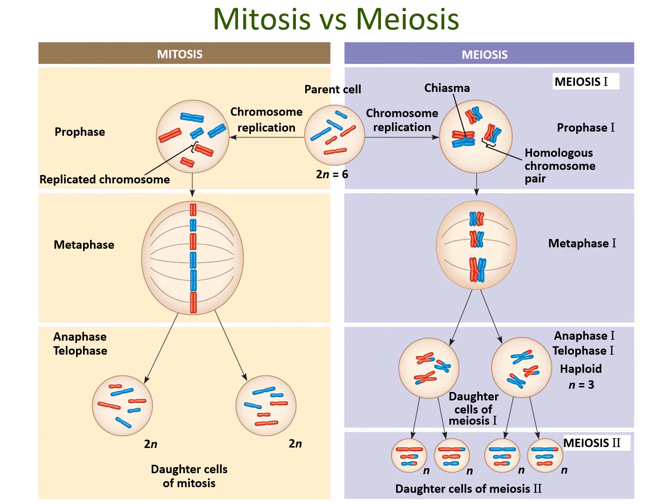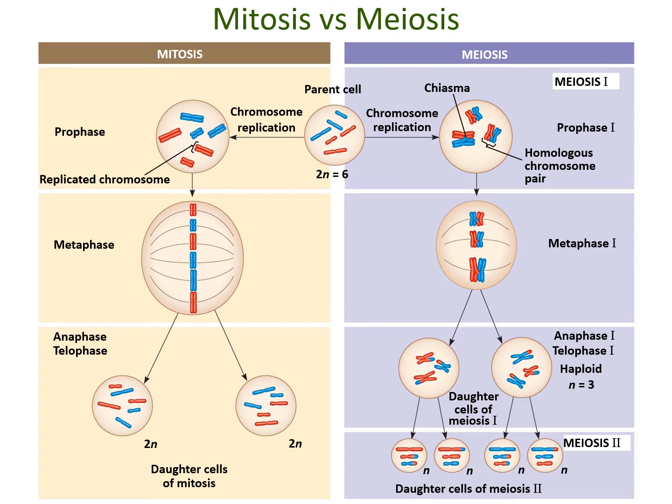And then we have a second division. And in the second division, the chromatids are going to be pulled apart. So the second division of meiosis is a lot like mitosis, except that we're starting out with half as many chromosomes because we've already reduced the amount of material.